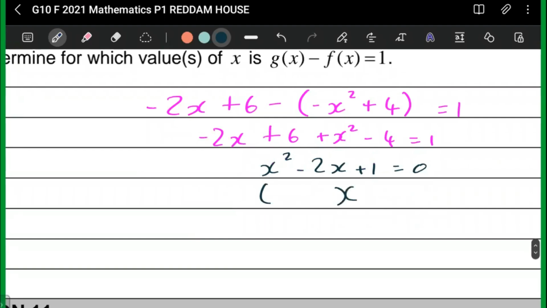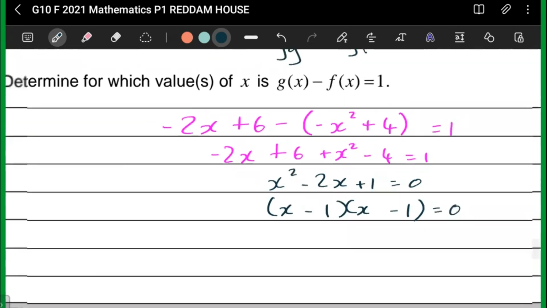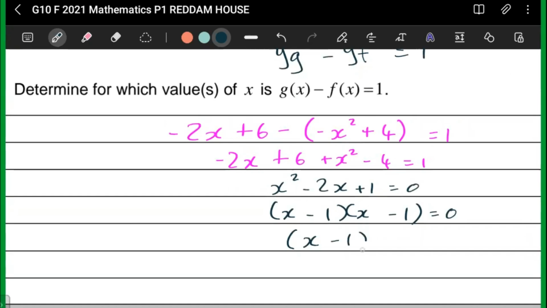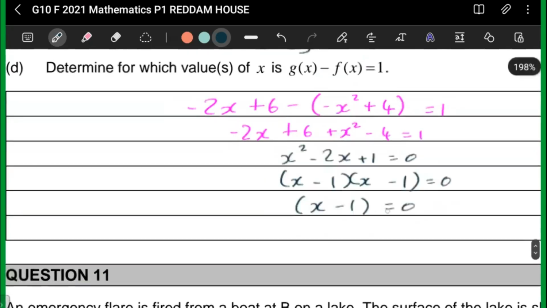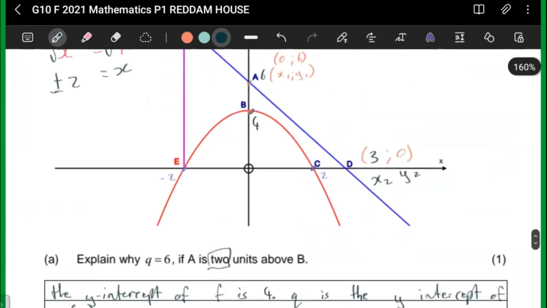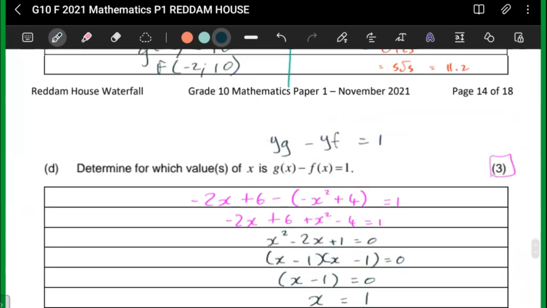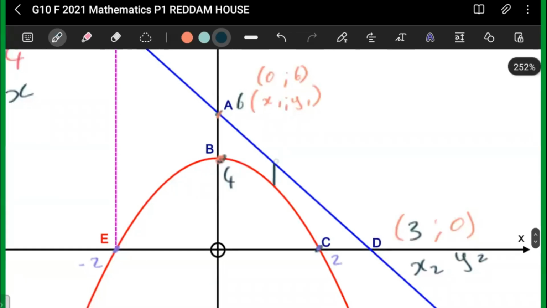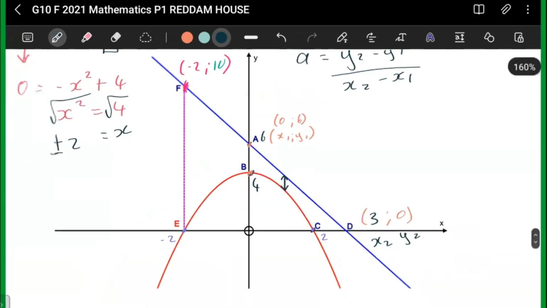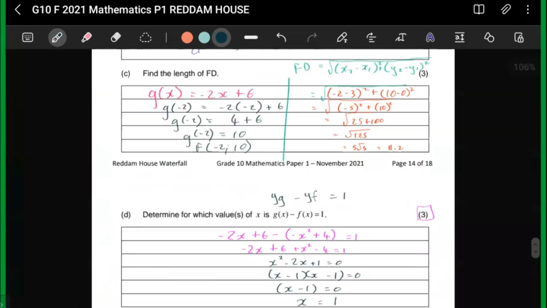Fortunately, here you can think to yourself, factors of 1 that give a 2. It's just 1 and 1. To get a minus 2, it has to be a minus 1 and a minus 1. And then this is equal to 0. So fortunately, this is just x minus 1 squared equal to 0, your only option. It's the same bracket twice. So x is a positive 1. And visually, it does look as though somewhere there, the distance between the two is a 1, which is how you work out these kinds of questions.